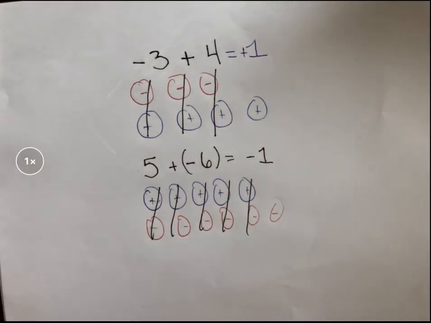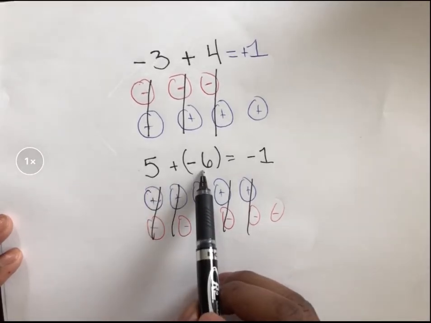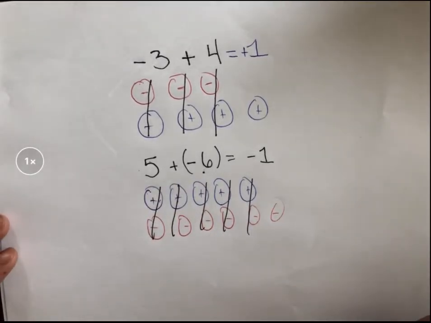Think about this in context. I have $5, but I owe somebody 6. I can pay them the 5, but I will still owe them 1. Okay? Go ahead and try the you try, and then we'll come back and check to see if you did it correctly.